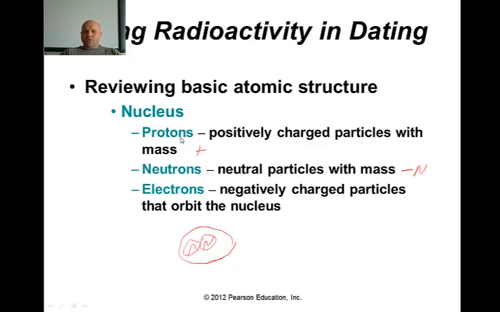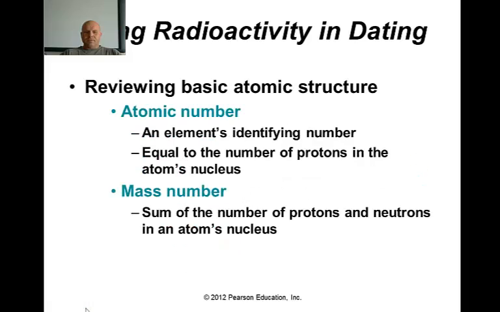So we end up with protons, which are positive, neutrons, which are neutral, and, of course, our electrons, which are negatively charged. We can get into the details as to why that works and how that happens, but that's really for your chemistry class. We're going to try to apply this in our earth science classes, or especially our geology.